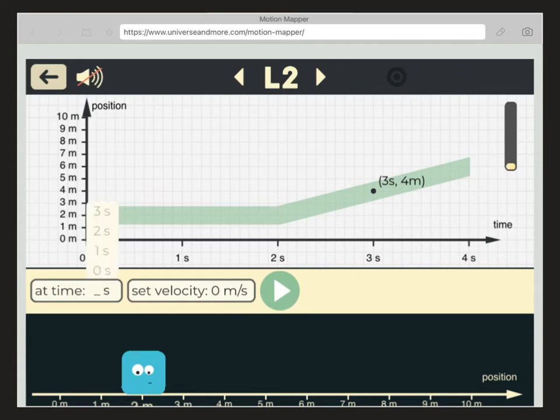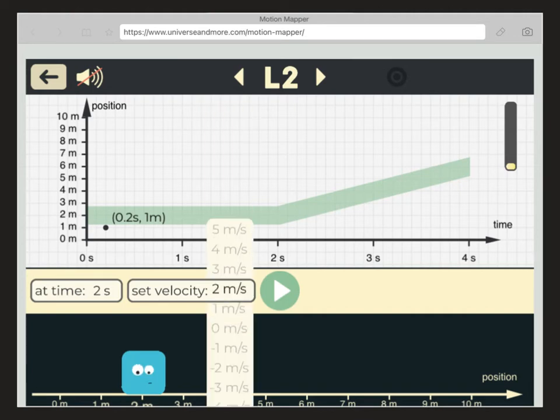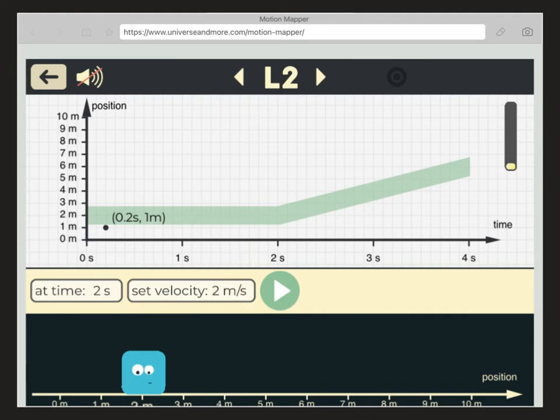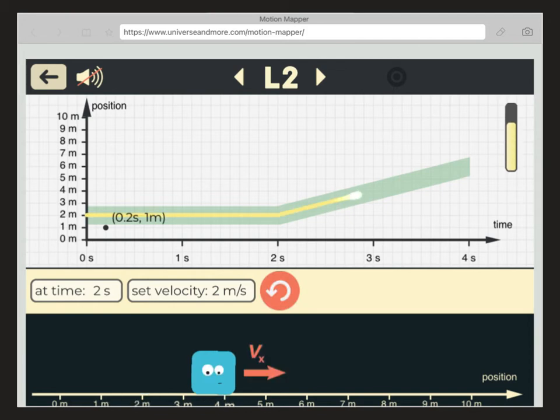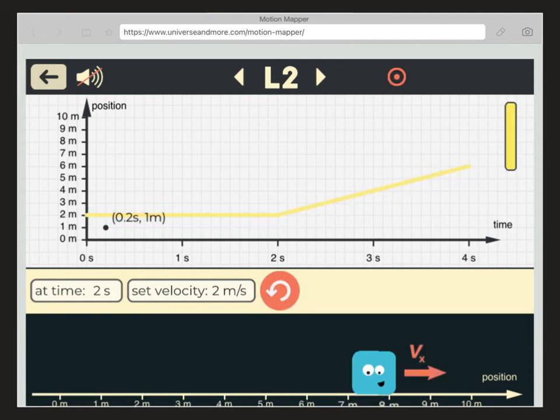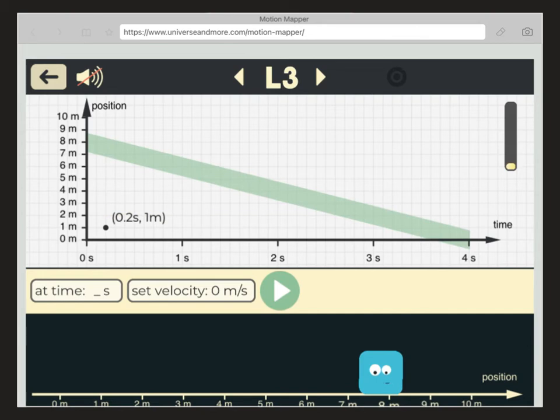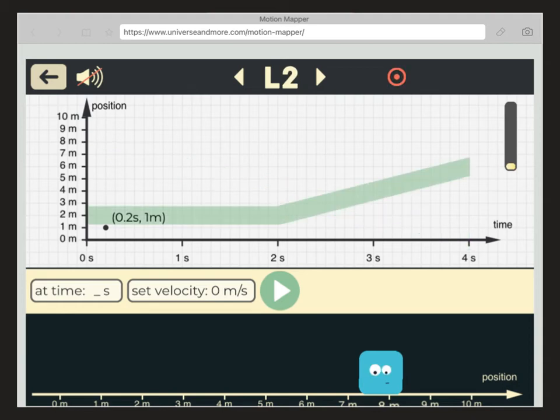I'll pick up here. Yes, let's go 2 seconds. Pick here, 2 meters per second. And we'll try that out. Sitting still, 2 meters per second. And it goes through. Okay, notice at this point, it gave me a check mark. Well, I clicked off of it too soon. If I go back, notice it gave me a check mark right here.